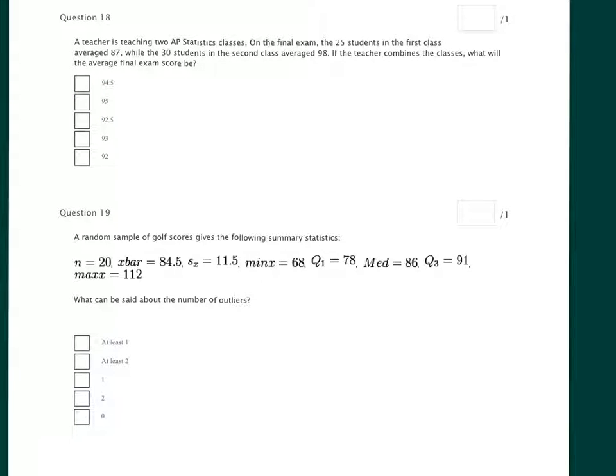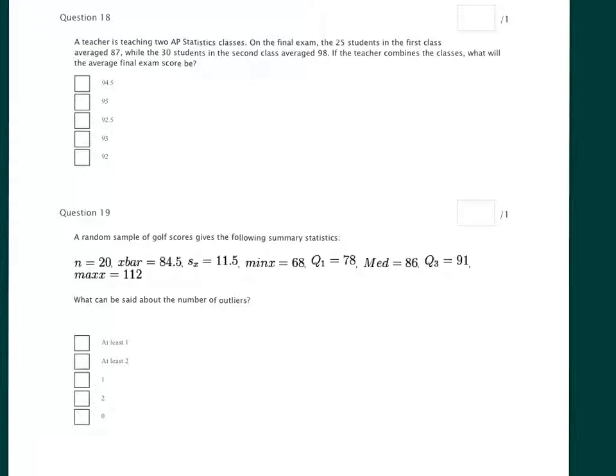Okay, number 18. We're almost finished. A teacher is teaching 2 AP statistics classes. On the final exam, the 25 students in the first class averaged 87, while 30 students in the second class averaged 98. If the teacher combines the classes, what will the average final exam score be?